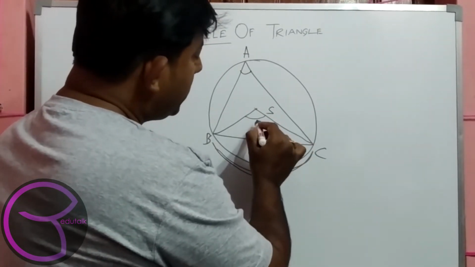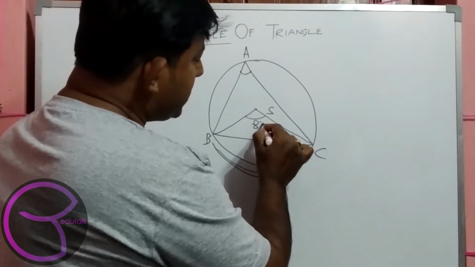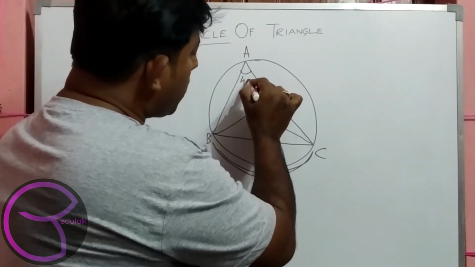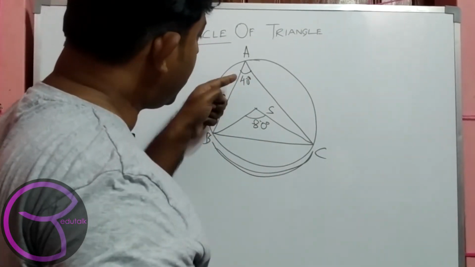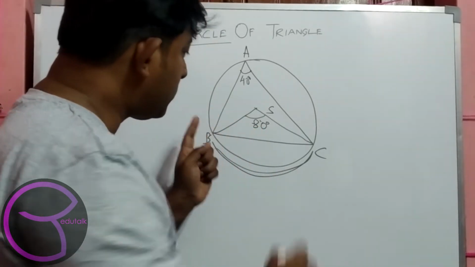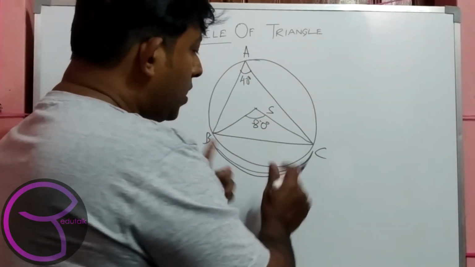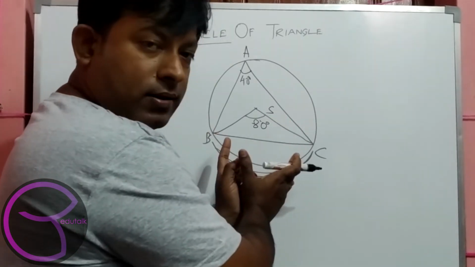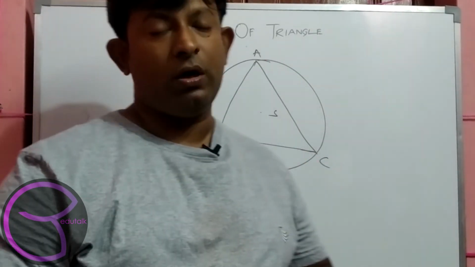For example, if this angle is 80 degrees, obviously it will be 40 degrees. Why? Because it is half of that central angle. The condition is that the two angles should be held by the same arc. Now to another property of the circumcircle.